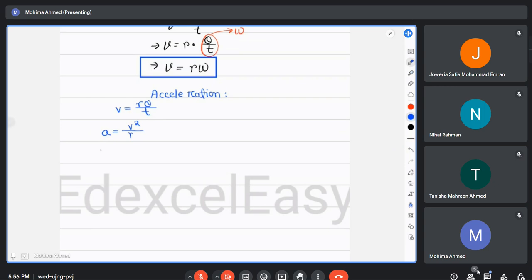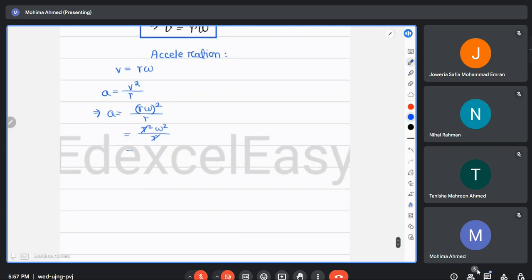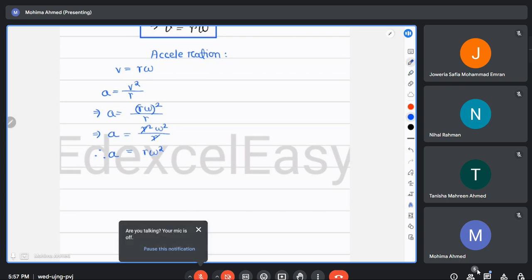For example, v square can be broken down as, I'll write this as r omega. In that case, a is equal to (r omega) square divided by r. If you break down that square from the numerator, you're going to have r square omega square divided by r. So this r gets cancelled out, and now you are left with r omega square. So this is the value for your acceleration. Either you can write it in terms of v square by r or r omega square.